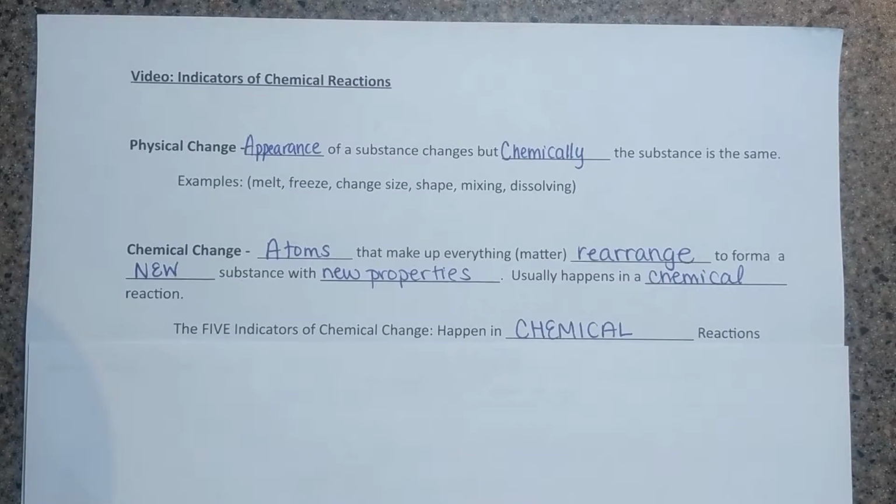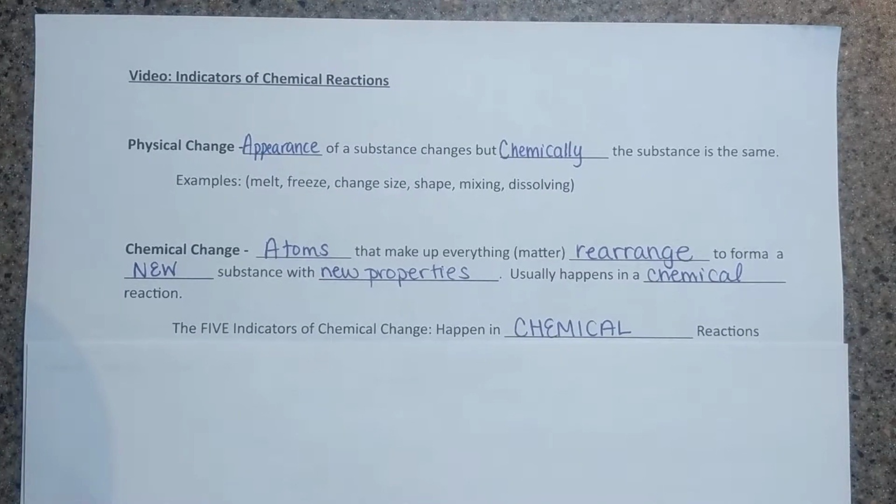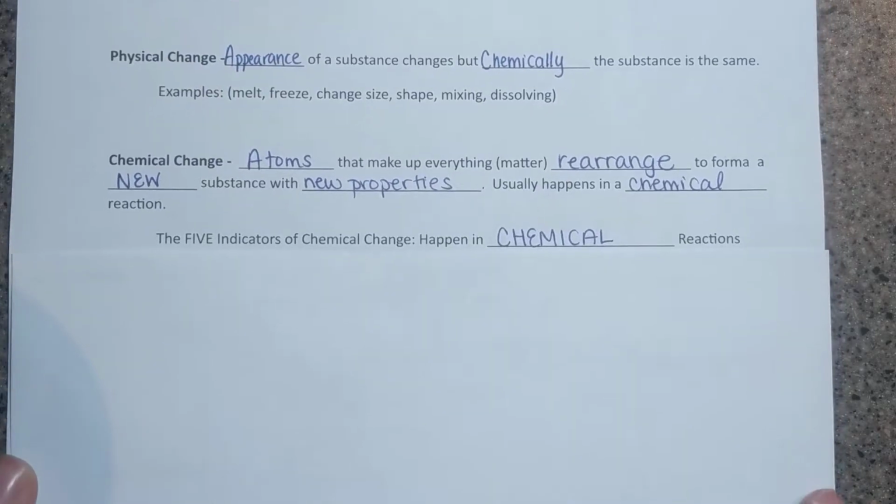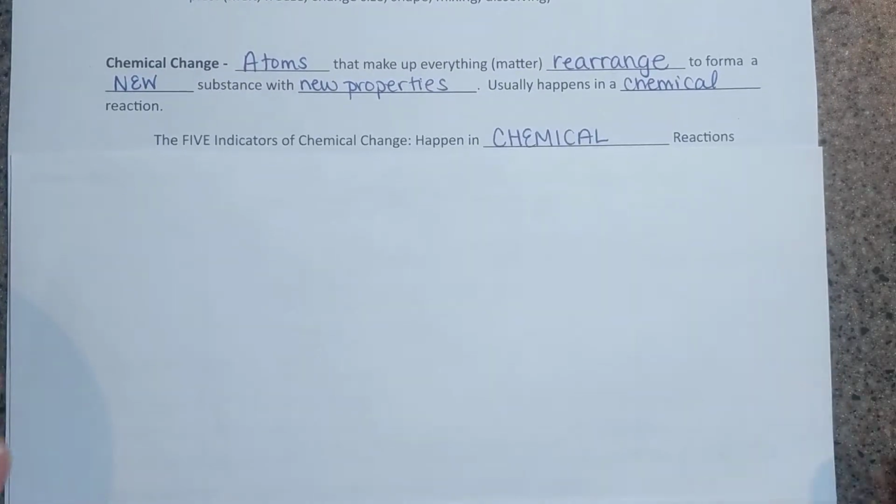A chemical change is where atoms, which make up everything, which is matter, rearrange to form a new substance with new properties. This usually happens in a chemical reaction. There are 5 indicators that tell us that this change has happened. Again, these happen in chemical reactions.